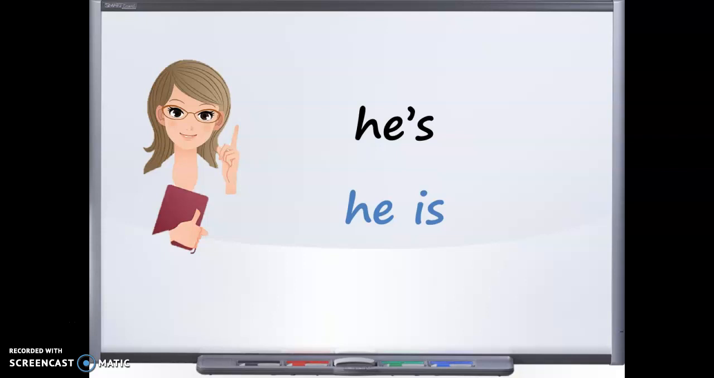Let's take a look at the example, he's. In the word he's, you can see that an apostrophe is taking the place of the letters that are left out. An apostrophe kind of reminds me of a comma that's in the air that replaces one or a few letters. In this case, the apostrophe is replacing the letter I.